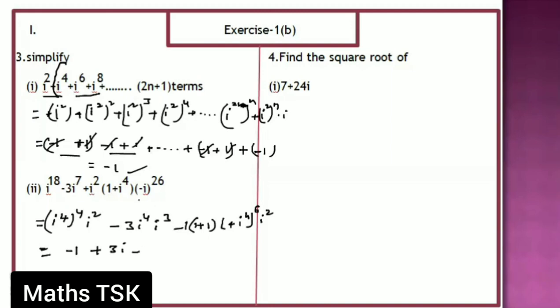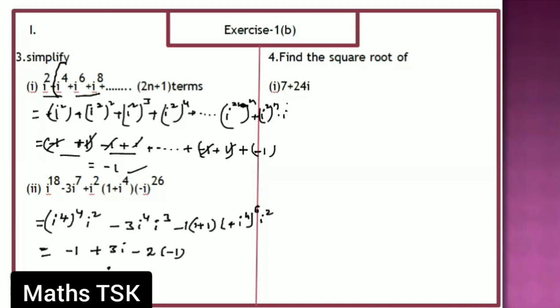And this i square is minus 1, so minus 1 plus 1 becomes 2, and this becomes i power 4 is 1, 1 power 6 becomes 1, and i power 24 is positive. i power 24 is 1, i square is minus 1, okay? So 2 minus 1 becomes 1 plus 3i. So that is the value of this.